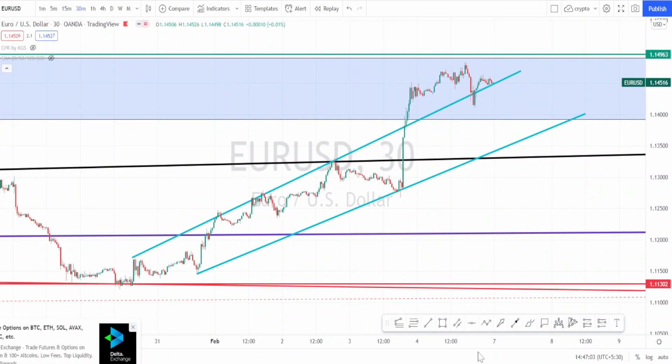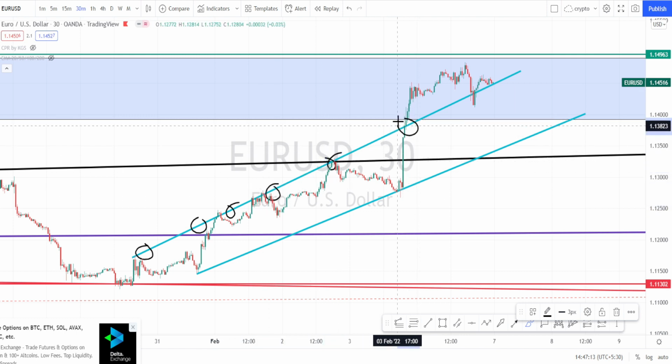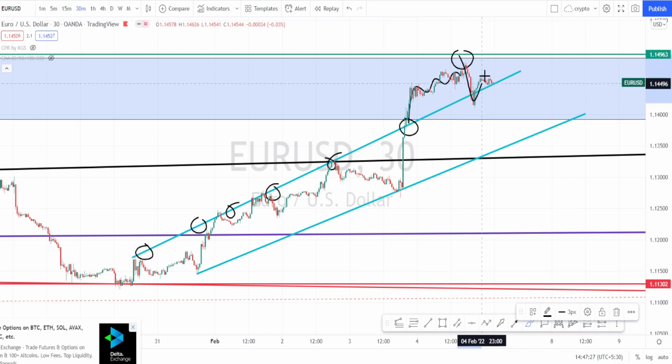I am in 30 minutes time frame now. When we analyze the price action in 30 minutes time frame, previously it was in a very nice bullish trend respecting this resistance line, and it broke this resistance line and went on a bullish trend. But it couldn't break this resistance level of 1.14. Now the price action is in a retracement.